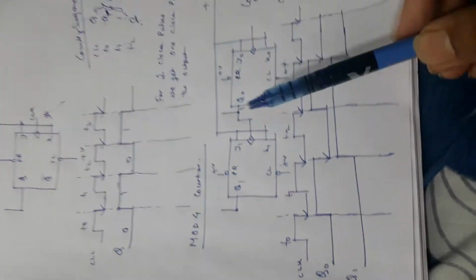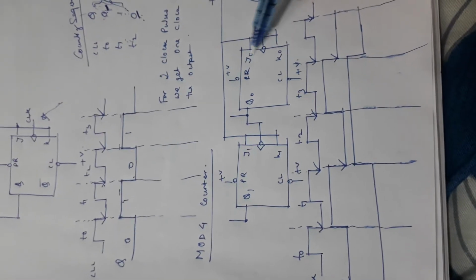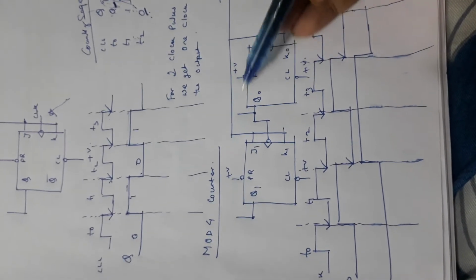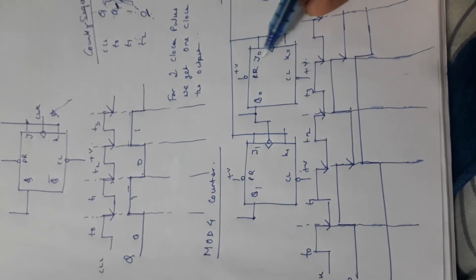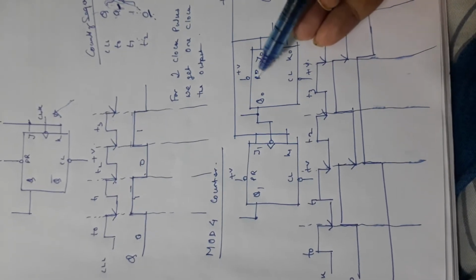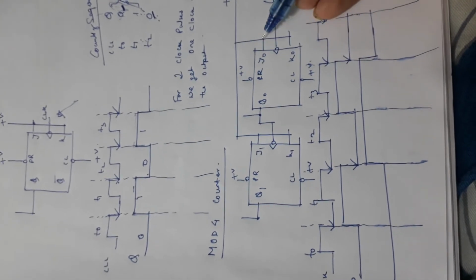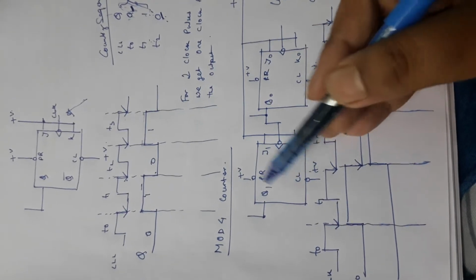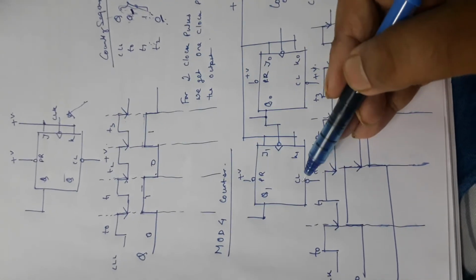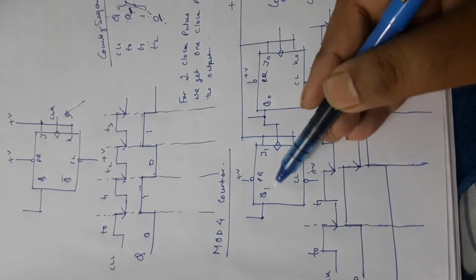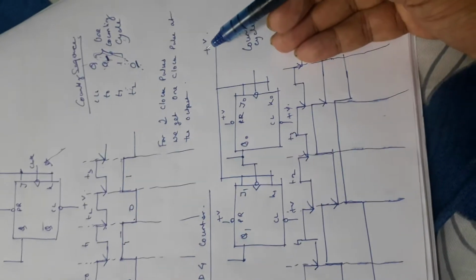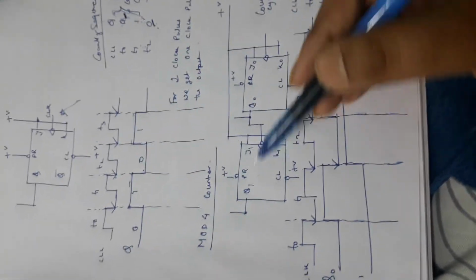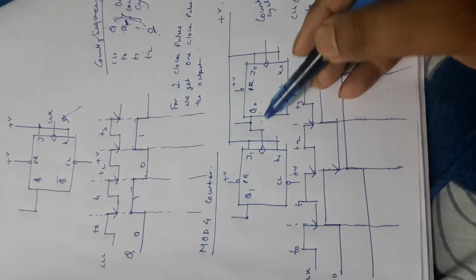And how does it operate? Let us see. These are J0, K0, Q0, preset, clear. We have made the connections like a T-type flip-flop. What is a T-type flip-flop? Preset high, clear high, both J and K high. Similarly, in this case also, preset high, clear high, J1, K1 are also high. So both of them are T-type flip-flops and both of them act as mod 2 counters.